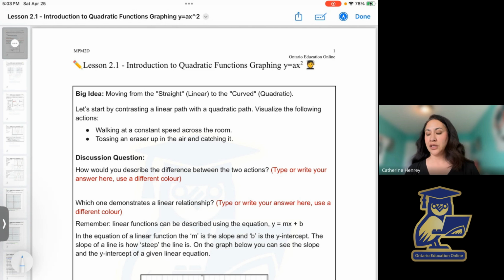or quadratic relations. So let's contrast linear path with a quadratic path. So try to visualize the following situations. Walking at a constant speed across the room, or tossing an eraser up into the air and then catching it.